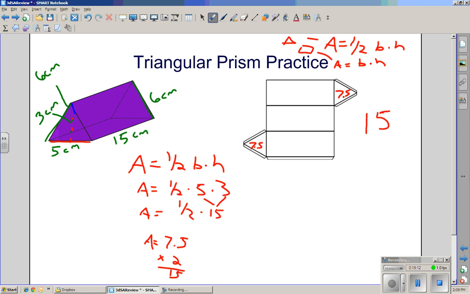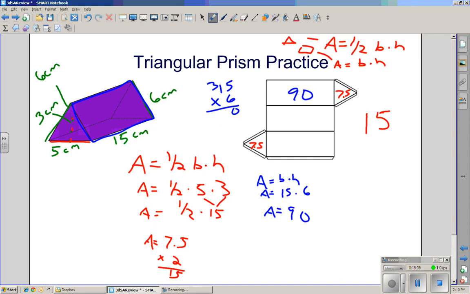My rectangles. Let's start with this rectangle right here. My base of my rectangle is 15. My height of my rectangle is 6. If I show my work off to the side, I have 5 times 6 is 30, carry the 3. That gives me 90. So I have 90 right there. Now, there are two rectangles that look like that. Each of the sides are congruent, so I can times that by 2. And I have 180, because that is also 90.